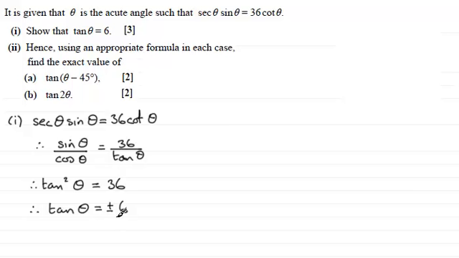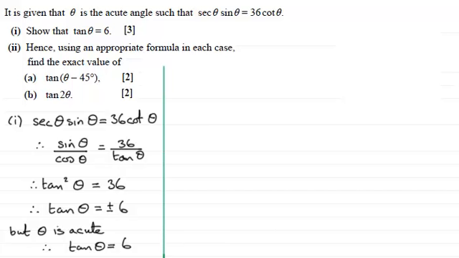Why isn't it minus 6? Well, the point is we're given that theta is an acute angle. In other words, between 0 and 90 degrees. And if you took the tan of an acute angle, it will always be a positive value. So I'm just going to say that theta is acute. Okay. So therefore, what we've got is tan of theta must equal 6. All right. Let's move on.